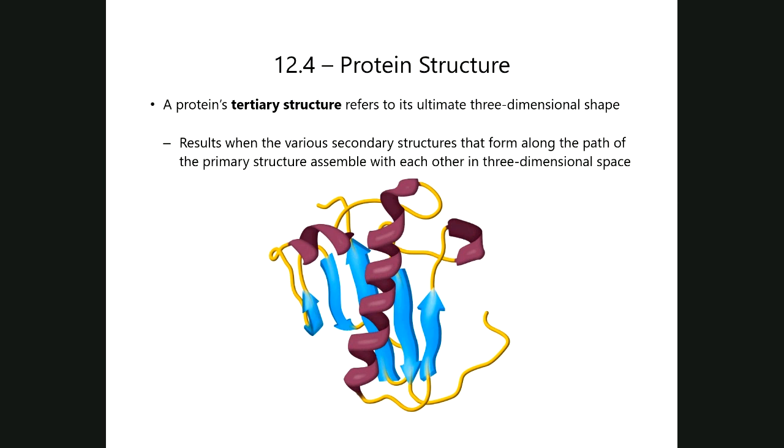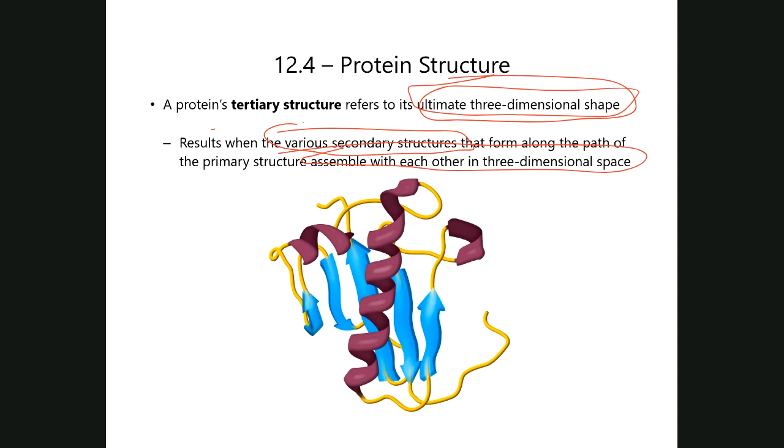So once these primary elements have formed and they've given themselves some structure by folding upon themselves in close proximity, that's what produces the secondary structural elements, alpha helices, beta pleated sheets. Once those pieces start finding each other in three dimensions, they don't have to be close to one another. They can be very distant along the entire primary sequence. But if they fold upon themselves and start interacting, that is what ultimately produces what we call tertiary structure. So this is the ultimate three-dimensional shape that the protein will acquire, and it results when the secondary structural elements that form along the path of the primary sequence assemble with each other in three-dimensional space.